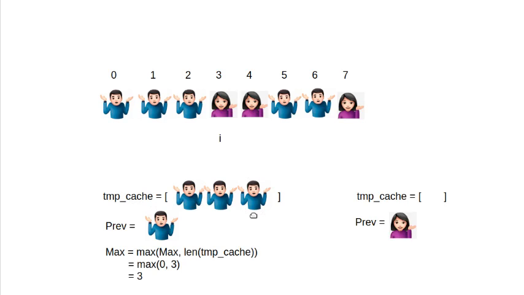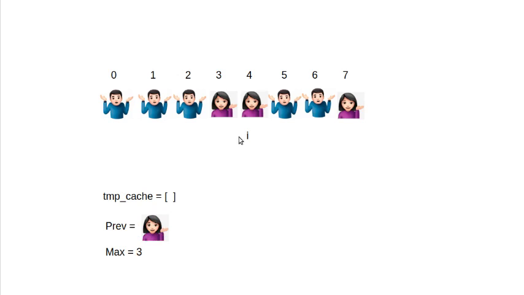So now we see the female. When you see the female, then we get the max count of the temporary cache along with the max. At first we define the max as 0, so the length of the temporary cache right now is 3. So we have a 3 and 0, so the max would be the 3, and after that we clear the cache and then we put the prev as female. So we iterate again, so it's still a female, we do nothing. So now at 5 we see the male.